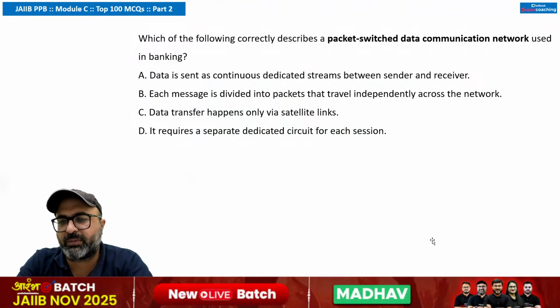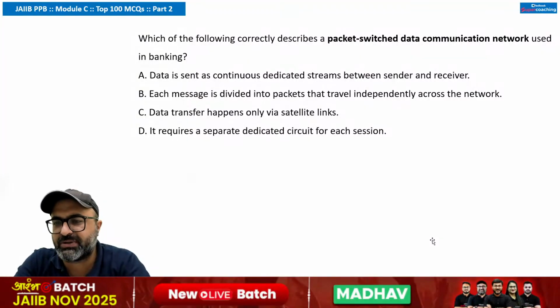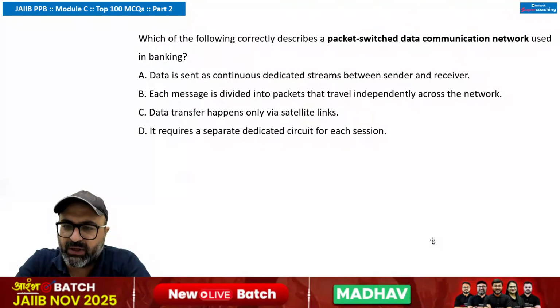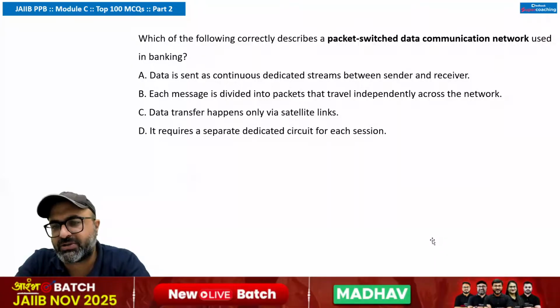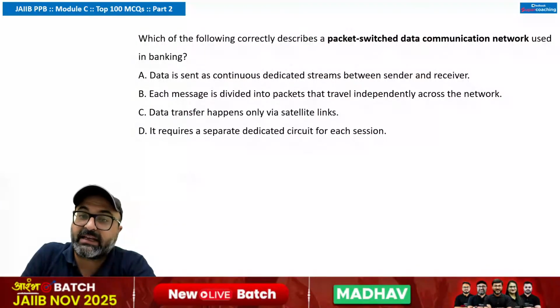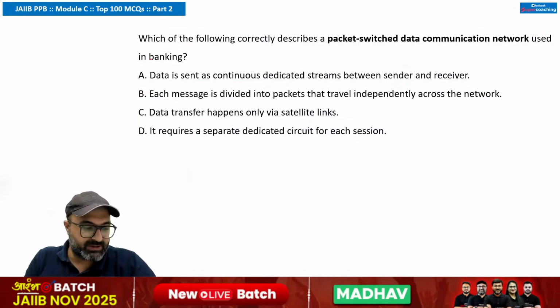तो सर इस पॉइंट पे अगर हम बढ़े आगे तो आंसर क्या होगा? पहला, डेटा इज सेंट एज कॉन्टिन्यूअस डेडिकेटेड स्ट्रीम बिटवीन द सेंडर एंड रिसीवर. नो सर. जो अगर हम बात करें ए ऑप्शन की, डेटा इज सेंट एज अ कॉन्टिन्यूअस डेडिकेटेड स्ट्रीम, दिस इज known as circuit switched networks, which is likely used in the early telephone services. So this is not the case. This is wrong.